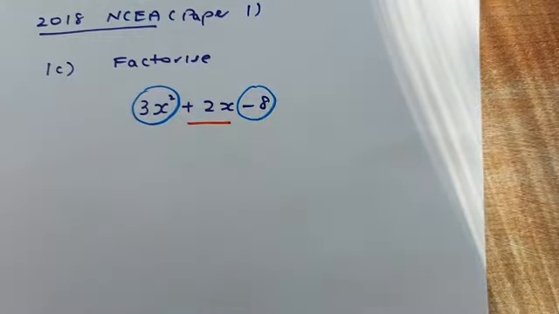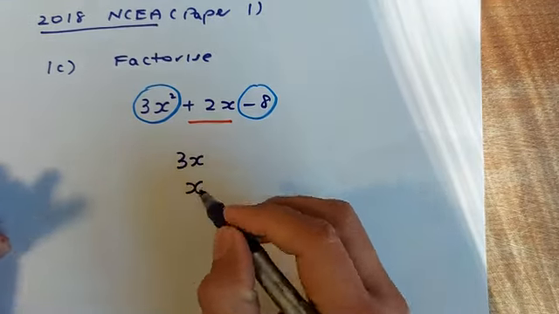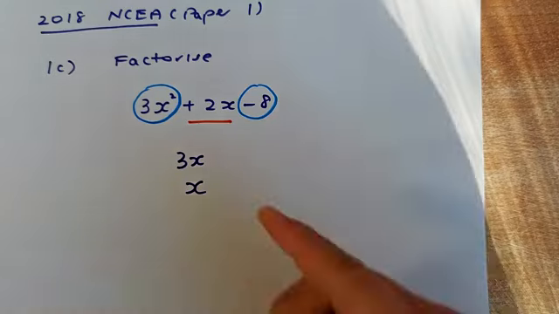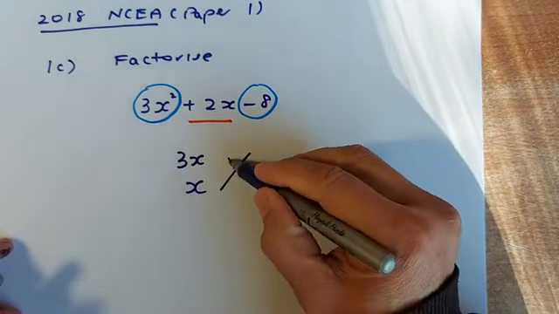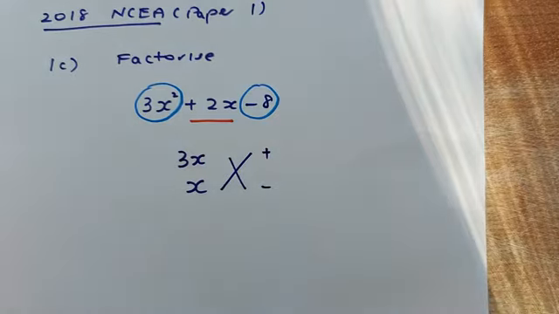So the first thing again, you are going to put in the possible factors of 3x squared. So the only possible factors is 3x multiplied by x. So negative 8 means one of the answers has to be positive and the other answer has to be negative. So there are many possibilities. It could be 8, 1, 4, minus 2 or whatever.